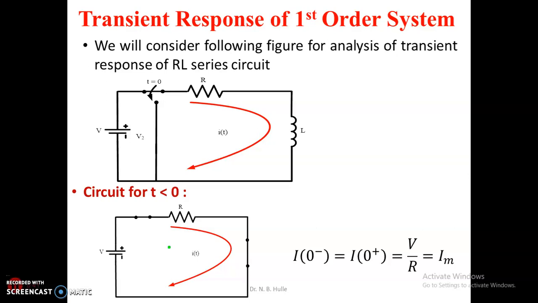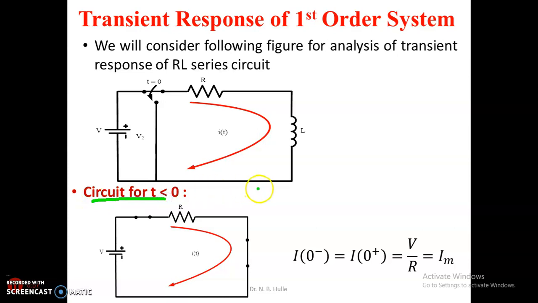Now here in this case we will consider this figure. In this case the switch is in position number 1 before switching and the source is connected, and after switching we will shift the switch to position number 2. Now here, as I discussed in the previous case, we will analyze the circuit in two parts, that is, the behavior of the circuit before switching.